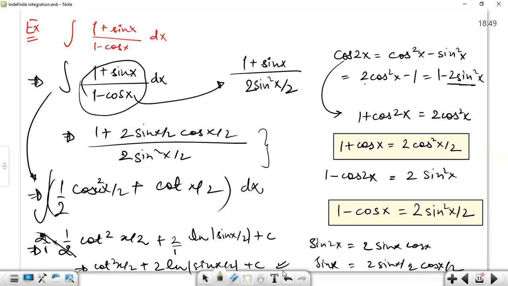Is this example clear, everyone? First, we have just simplified this function, and then we have simplified this function in such terms that whose integral is known to us. Using our formulas, we will be able to easily solve them. Is this example clear to everyone? Yes, sir. Okay, great.